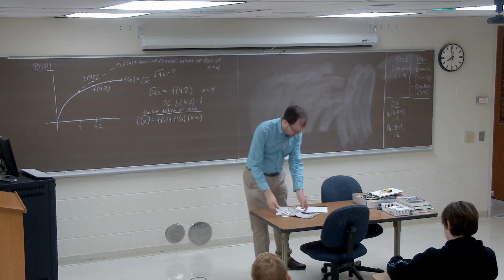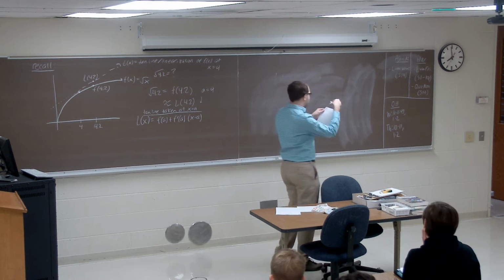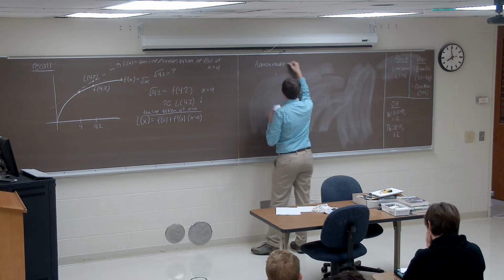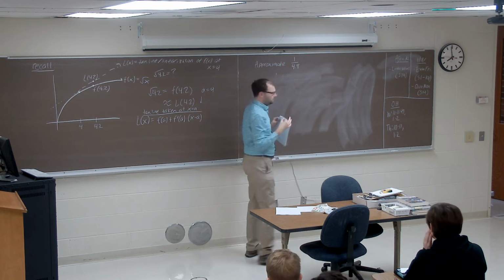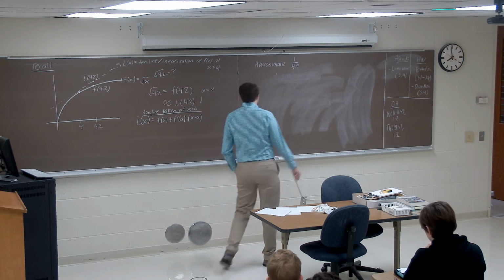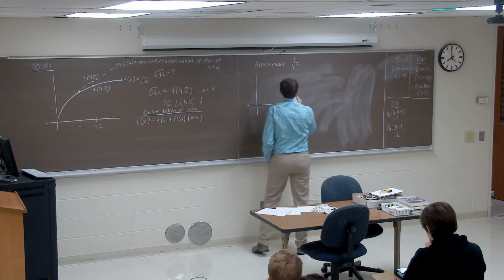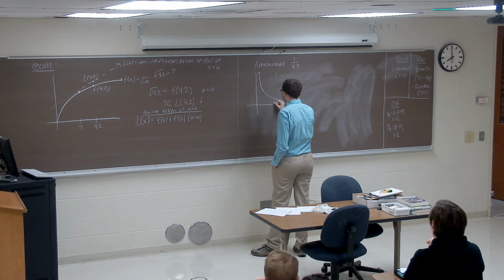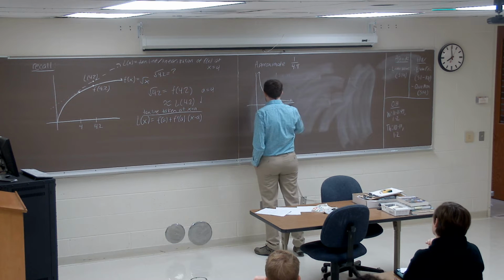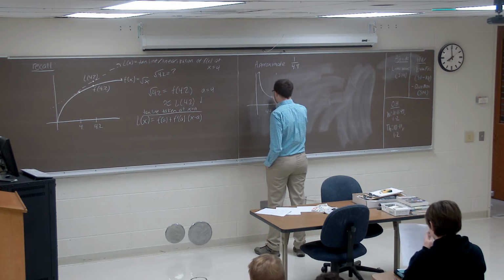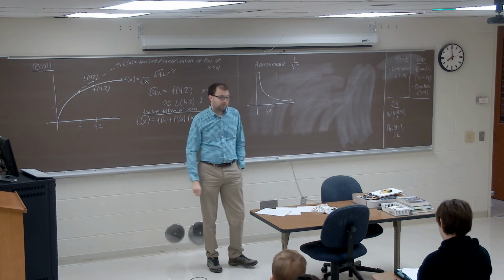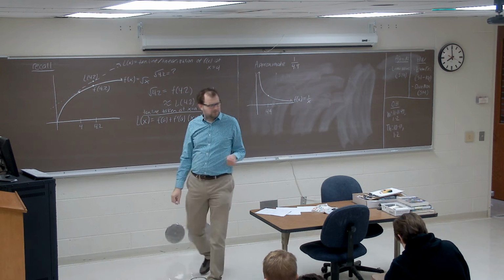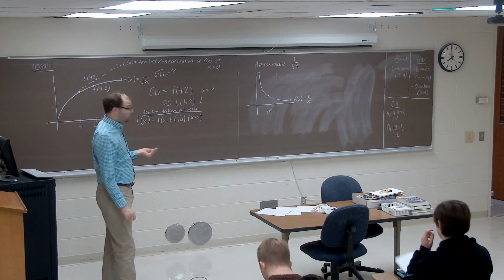So, I'm going to be on the third page of the packet. Let's approximate 1 over 4.9. So here's the idea. We're going to look at the function f of x equals 1 over x. Let's say 5, spoiler alert, let's say 4.9 is about here. And we're looking at f of x equals 1 over x. And what I would like to do is approximate what 1 over 4.9 should be.